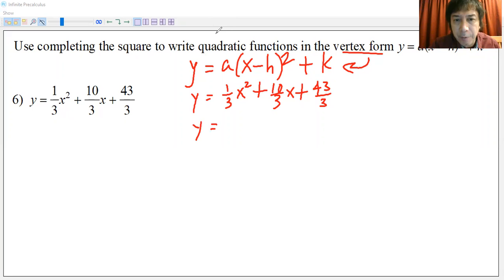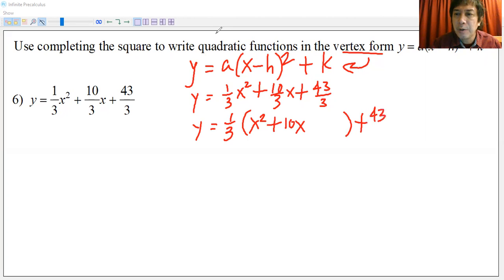And so we have here 1/3. Let's put out the 1/3. Okay, take note, we're making use of the first two terms, the squared and the first degree x. So putting out the 1/3, we shall have inside the grouping symbol x squared. And putting out the 1/3 from 10 over 3, then we still have the 10, okay? So that will be plus 10x. And so this will now be parentheses plus 43 over 3.